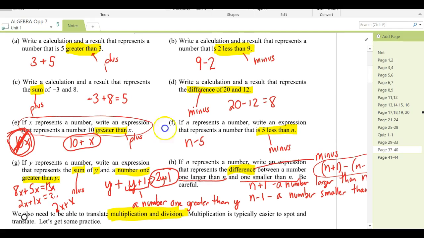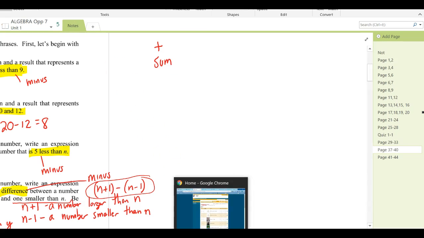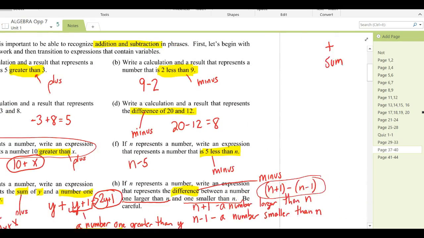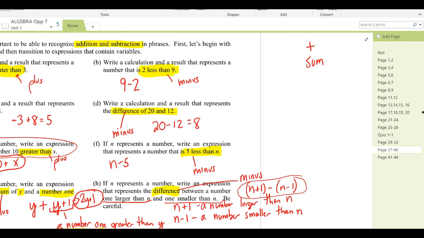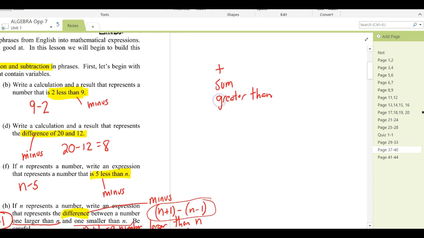Sum means add. So let's make a list over here of the words that mean plus. I'm going to print this out on Monday. Sum means plus. I'm going to give everybody a printout of this on Monday. What does greater than mean? Greater than means plus. Everybody's going to get a copy of this on Monday. This will be your math to English dictionary. Do we have any other words over here that meant plus that we highlighted?